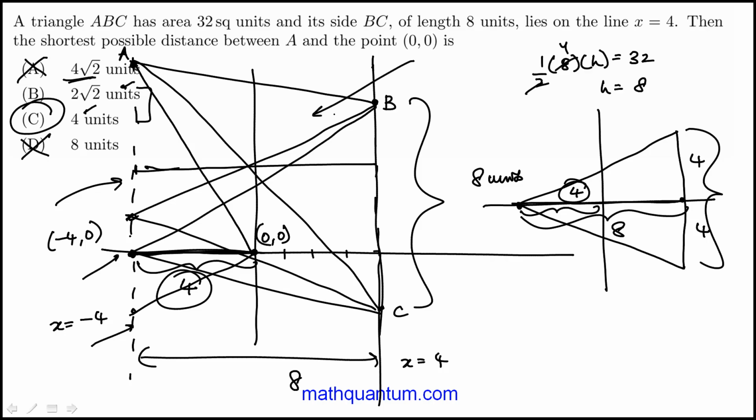But of course, doing it in this more general way will assure you that that is indeed the answer, that there's no other possible way that you can have a shorter distance. So the answer is C.